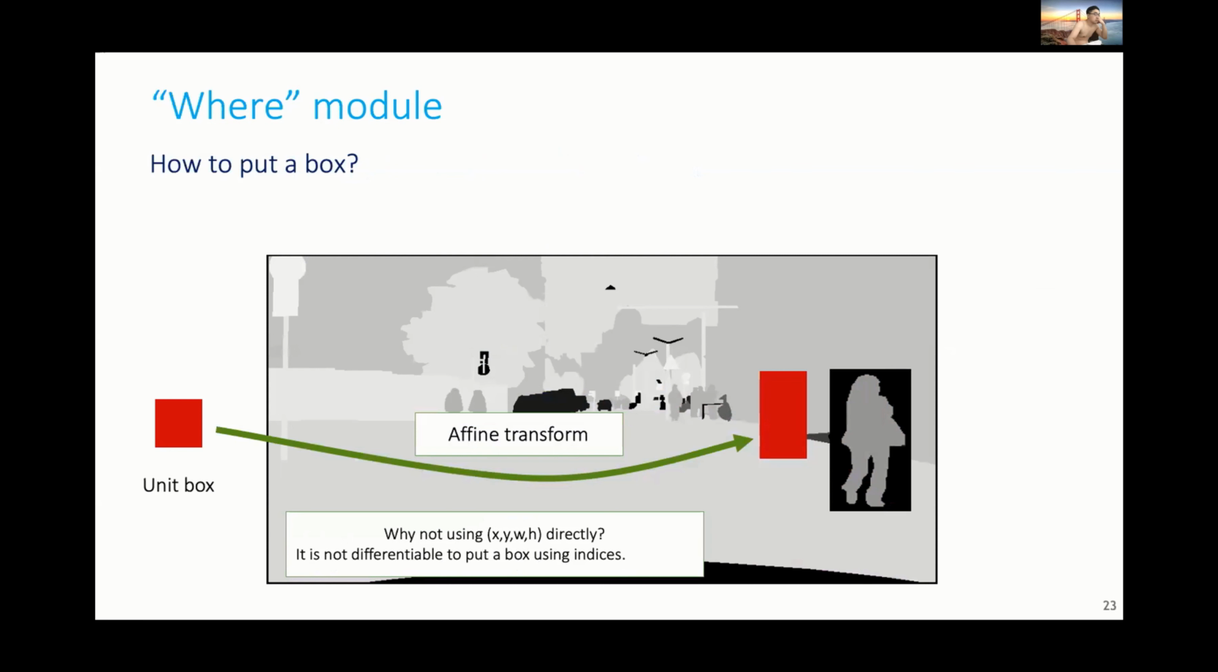But on the other hand, we do not directly operate on XYWH, the location and width directly. The reason is that we want to build an end-to-end model, and if we operate directly on these, they are not differentiable.